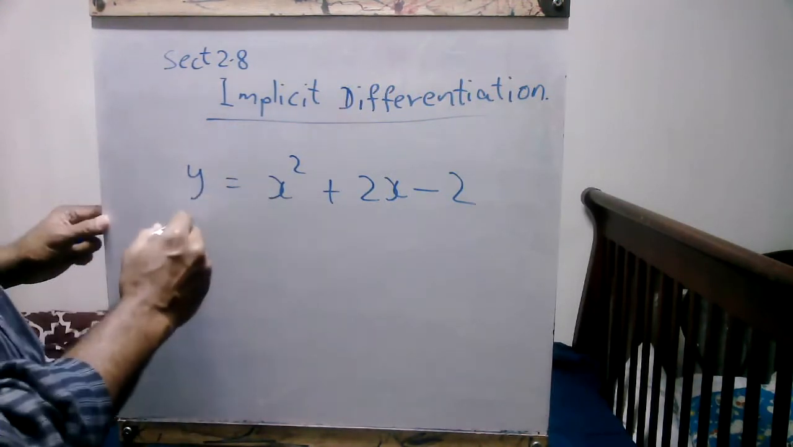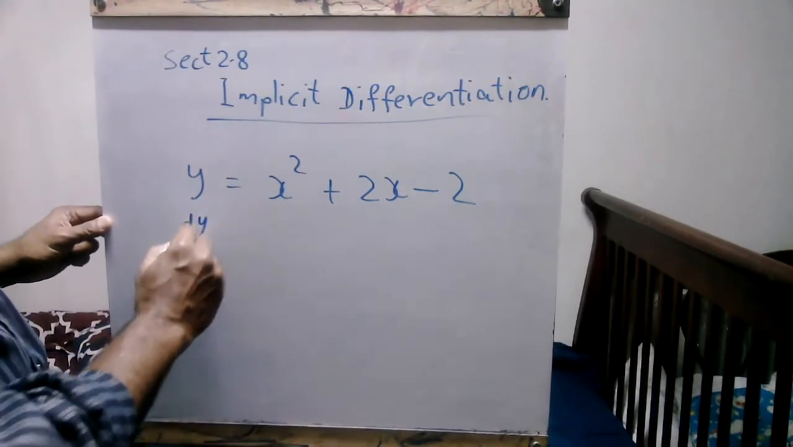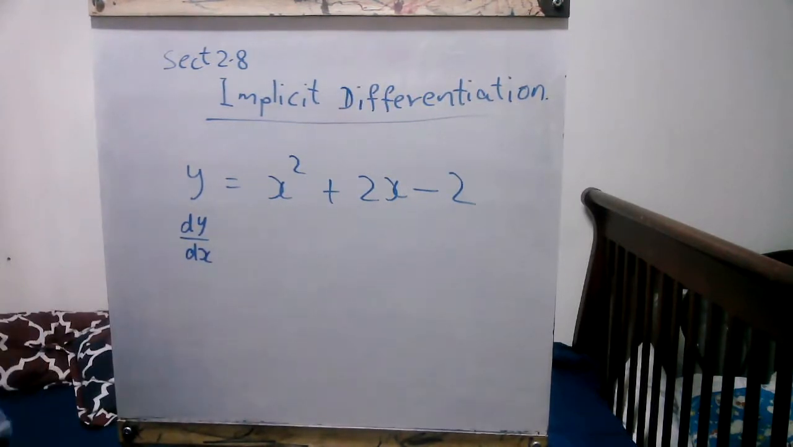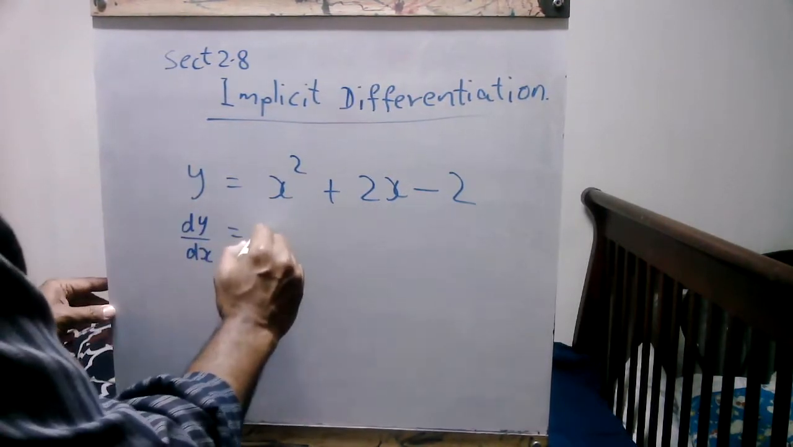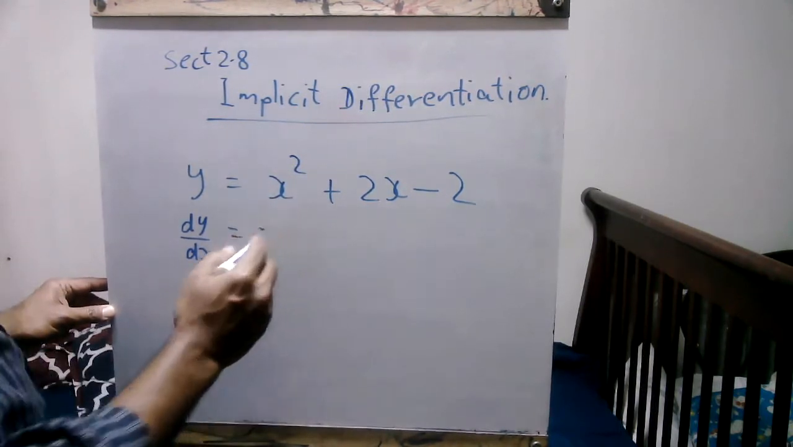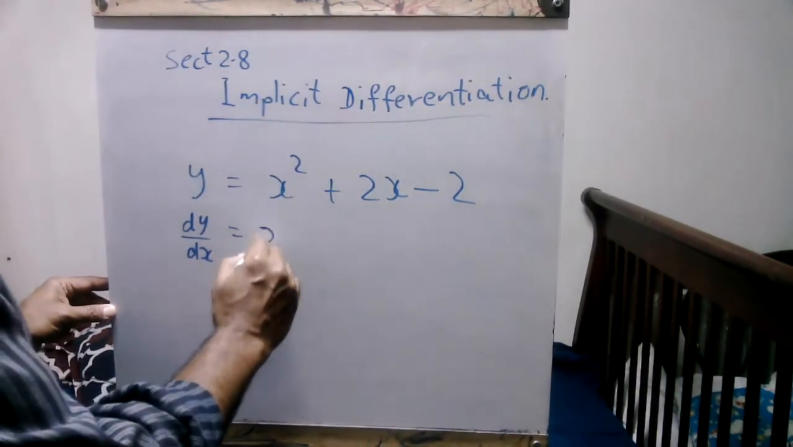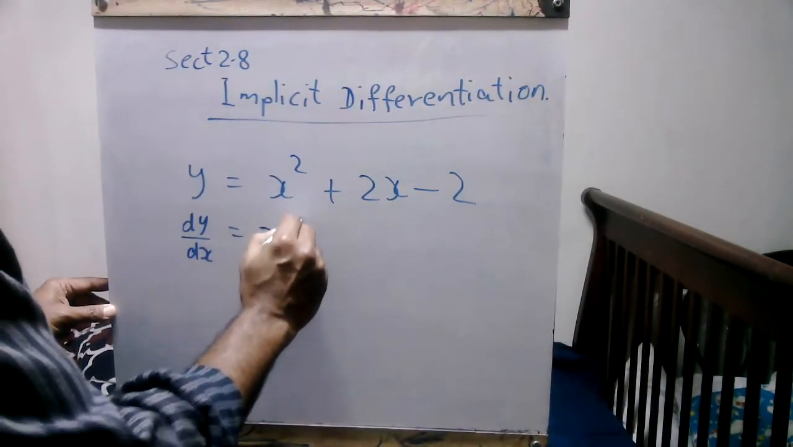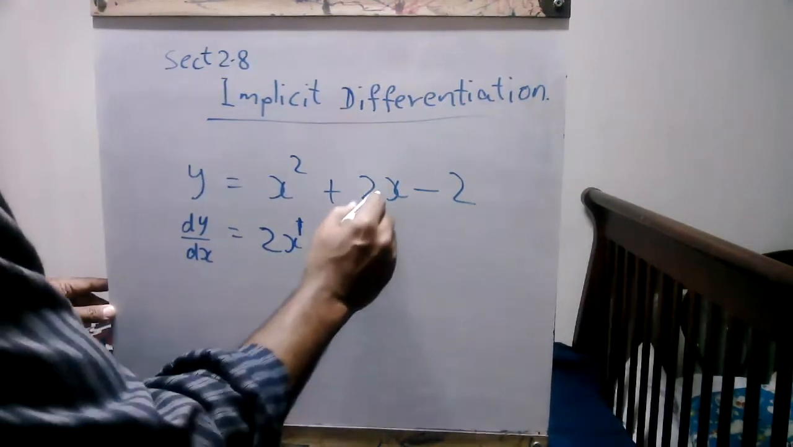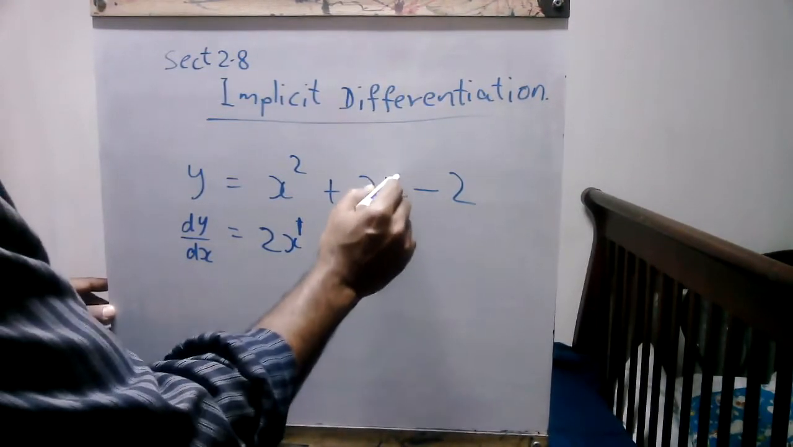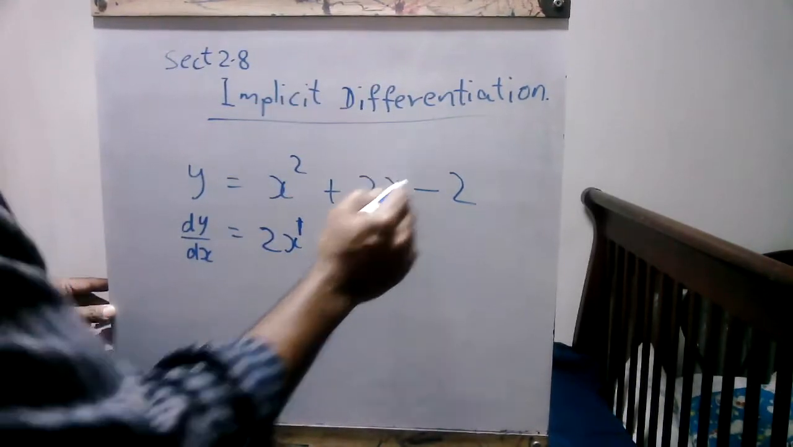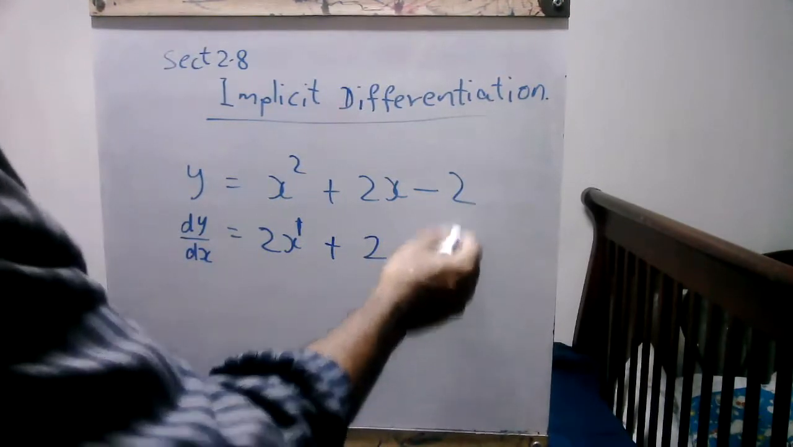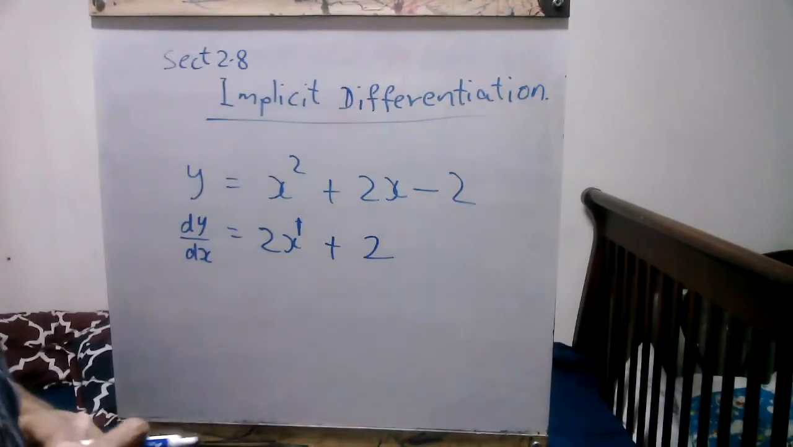There it's easy. If you differentiate this with respect to x, we use the nx to the n minus 1 rule. Remember, x squared gives 2x to the 2 minus 1, which is 1, plus 2x to the power 1, so 1x to the 1 minus 1, which is 0, which is 2, right? Constant: the derivative of a constant is 0.